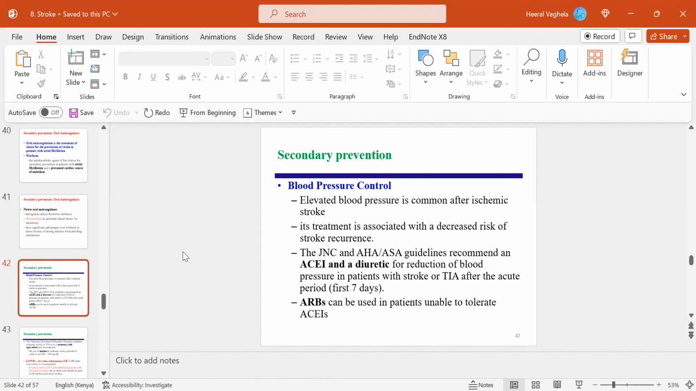Then, of course, you need to control the blood pressure, where you give ACE inhibitors, diuretics, and ARBs, because you know that if the patient has high blood pressure, then of course there are chances of rupture of that atherosclerotic plaque, or of emboli going to other places, like other parts of the brain.